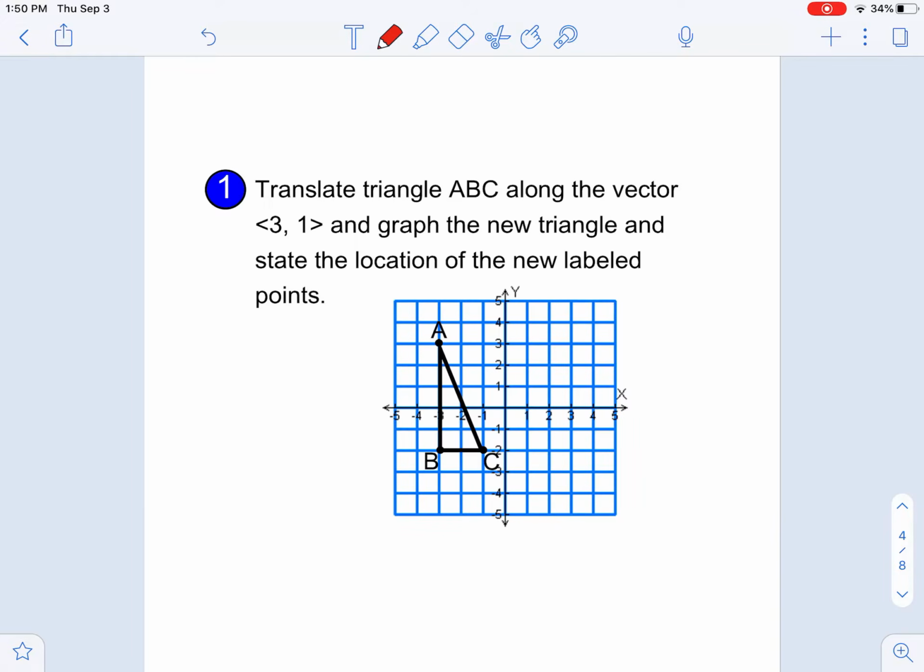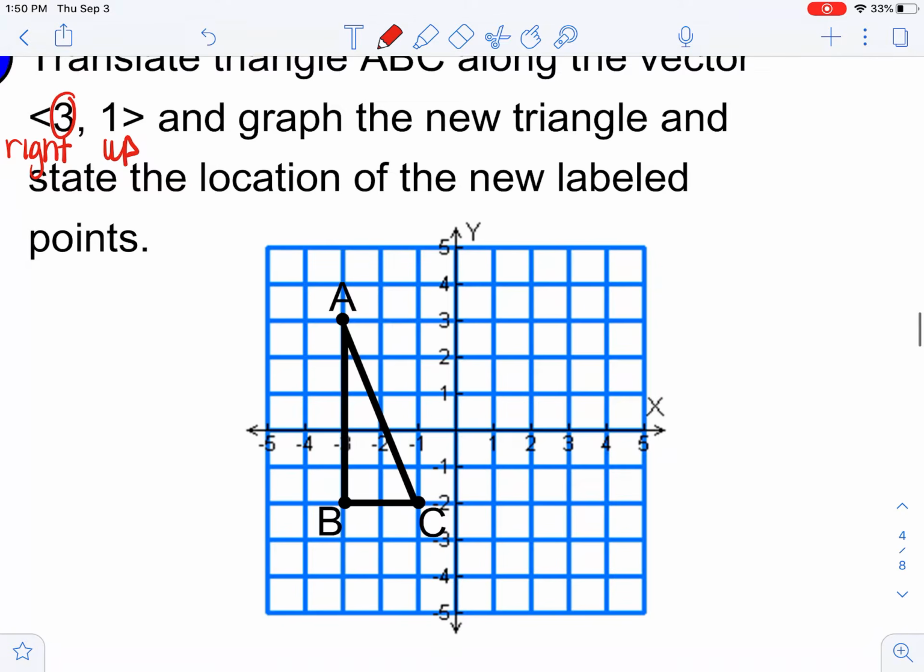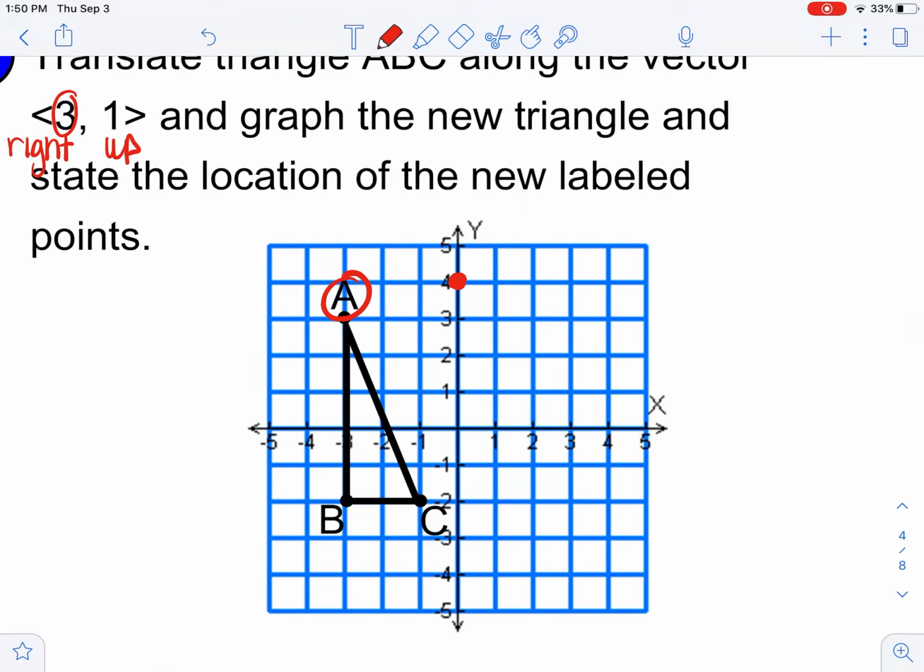Okay, so remember, this right here is right or left. Since it's positive, that's right 3. This is up or down. Since it's positive, it's up 1. So all 3 of my points, I'm going to move right 3 and up 1. I'll start with A. 1, 2, 3 to the right, 1 up. Here's A's new location. Now we're not going to label it A because A is right here.